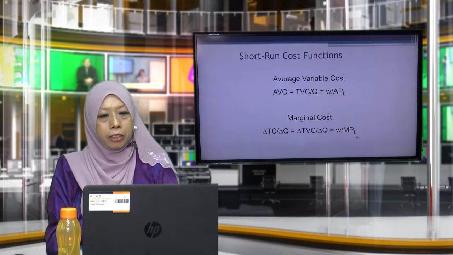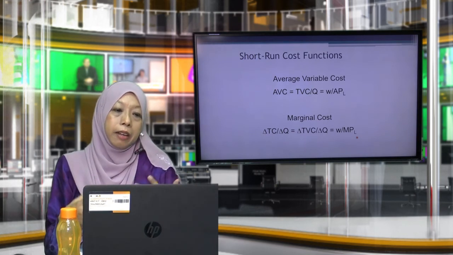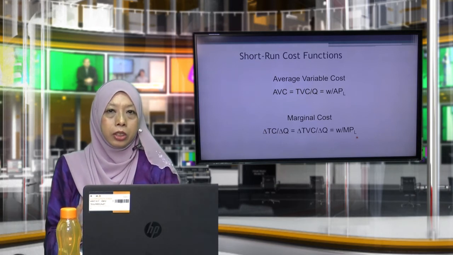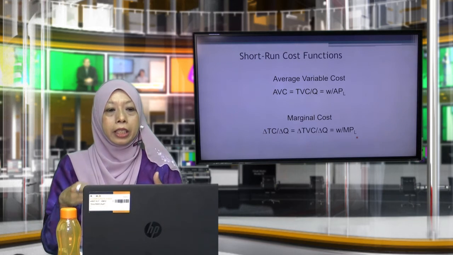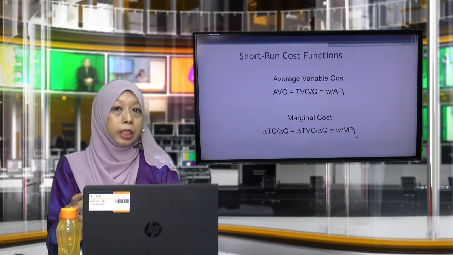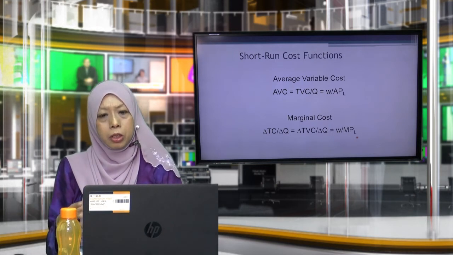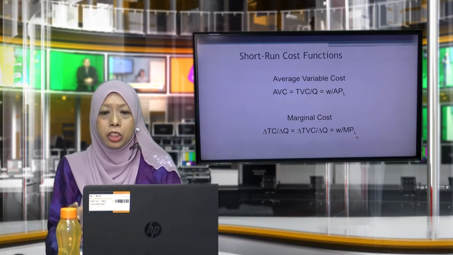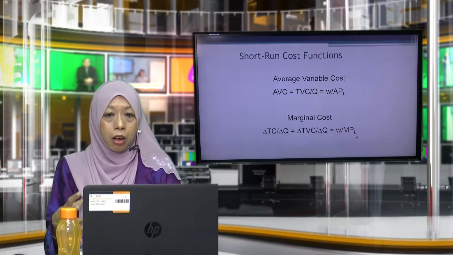So now that we have looked at the costs involved in the short run, I hope that by now you are able to identify the different costs that a firm will incur in short run production. What we're going to do next is look at some examples, and try to understand the different components of cost.